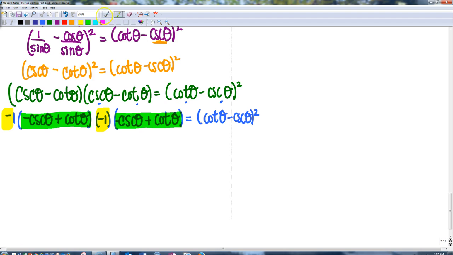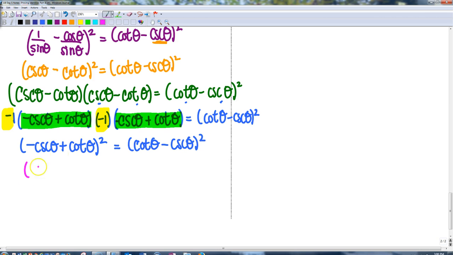And now you have this times this. They're the same thing, so they can be written as negative cosecant theta plus cotangent theta squared. And then the last thing you need to do is just switch your order. So put cotangent first. And there we go. Ta-da! All right, so that's the first way to do this one.